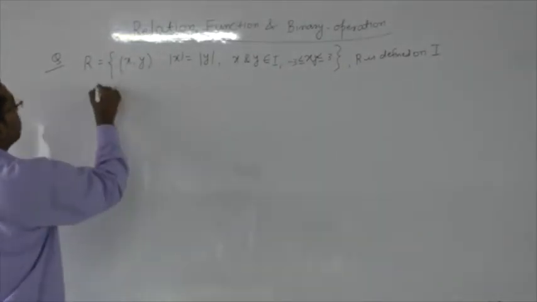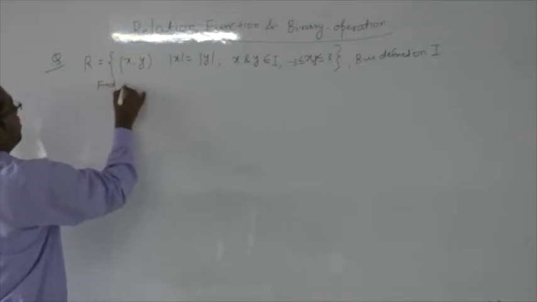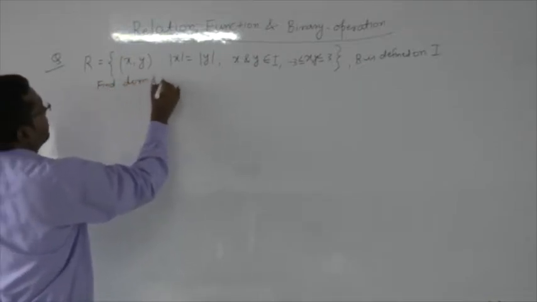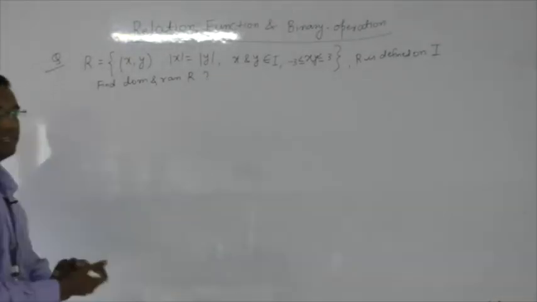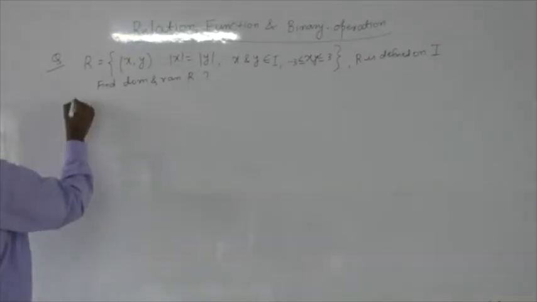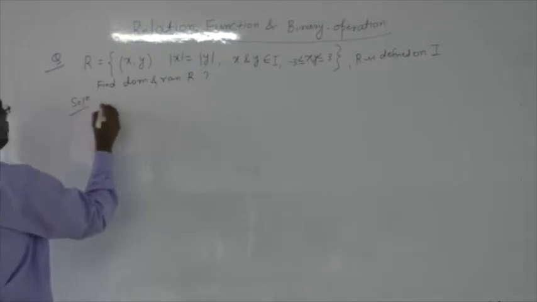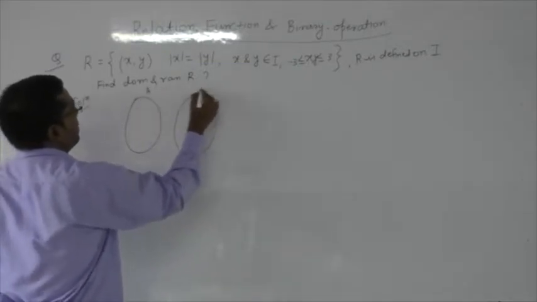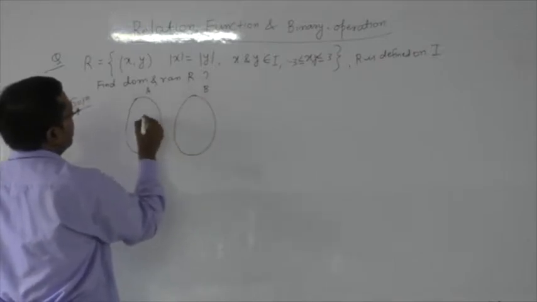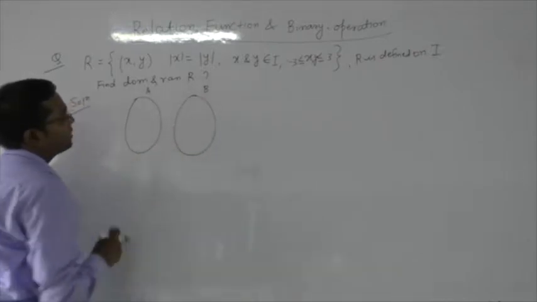Then we have to find the domain and range of this relation. Codomain will be all integers. Let's see, the same way we will go. Suppose we have set A and set B.